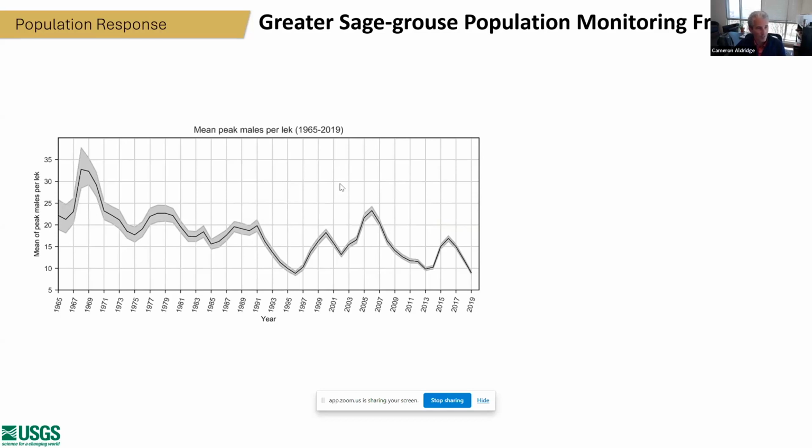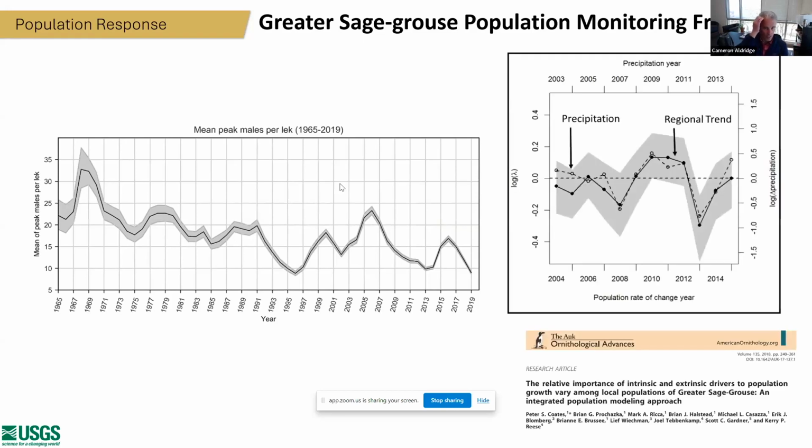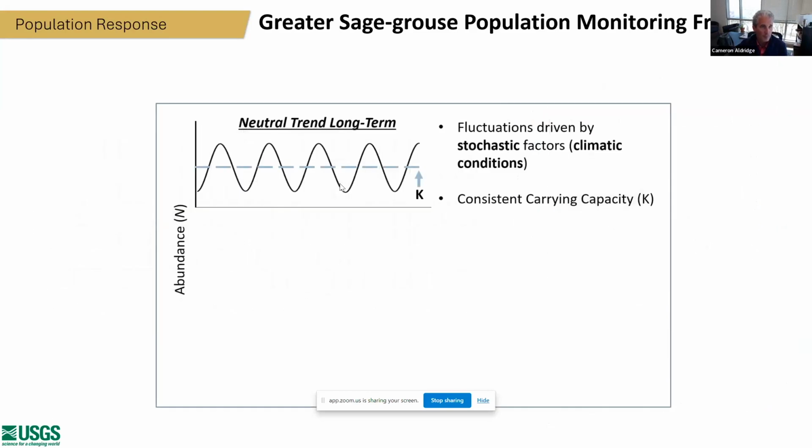Abundances may track. This is data from lek counts compiled from across the entire range, a project that Pete Coates and I lead. I'll just draw your attention to an article that Pete and his shop published a few years ago, in 2018, showing that in the bi-state population of sage grouse there are direct links with precipitation, and we see slight lag effects, possibly, with regional population trends. So we know climate can have impacts on these populations, mainly through habitat-mediated consequences and the resources that are available.